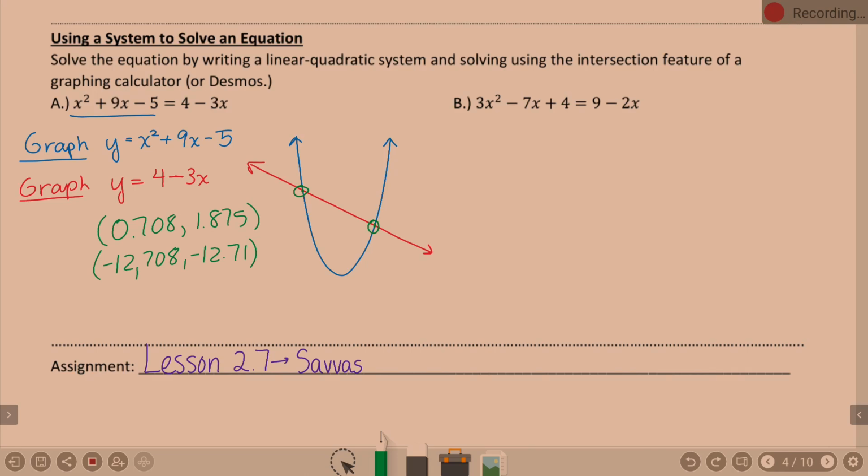Real quick question to finish this off. It said solve this system of equations, yes? In our original system of equations, what did we only have? What's the only variable we had in the original system of equations? X. Do we want the y values? Do we need the y values? No.